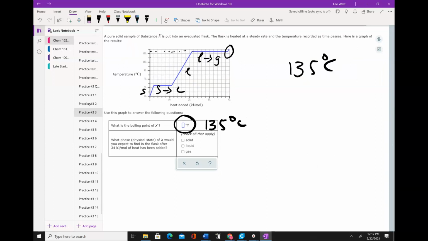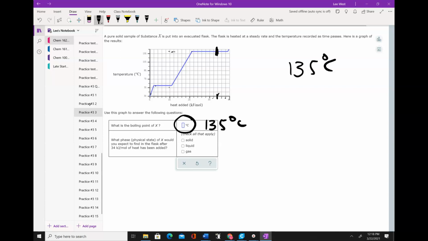Then the next question is going to be reading a value off the x-axis. It says, what phase or physical state of X would you expect in the flask after 34 kilojoules of heat has been added? So let's have a look at the scale here. It looks like these are 2s: 2, 4, 6, 8, 10, and we want to add 34, so that's going to get us out to there. So there it is. So we go solid, solid to liquid, liquid, liquid to gas. And then it says check all that apply.